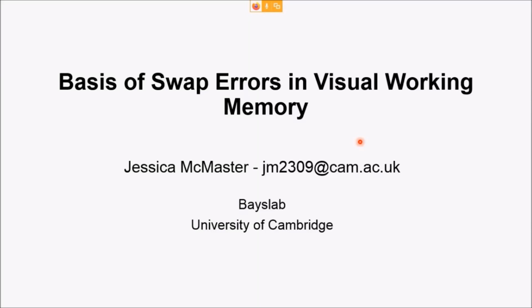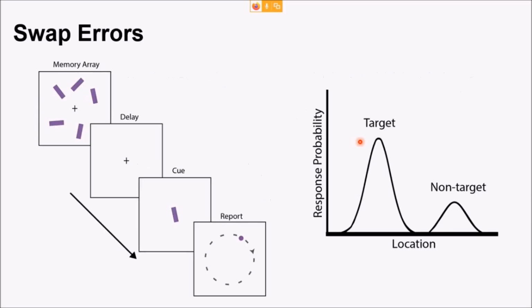Today I'm going to present recent work investigating the basis of swap errors in visual working memory. To briefly introduce swap errors, on the left here is an example of a cued recall task. In this example, the memory array is made up of oriented bars, and after a delay, memory is then cued with an orientation. And the participant would respond with the location of the item previously presented with that orientation.